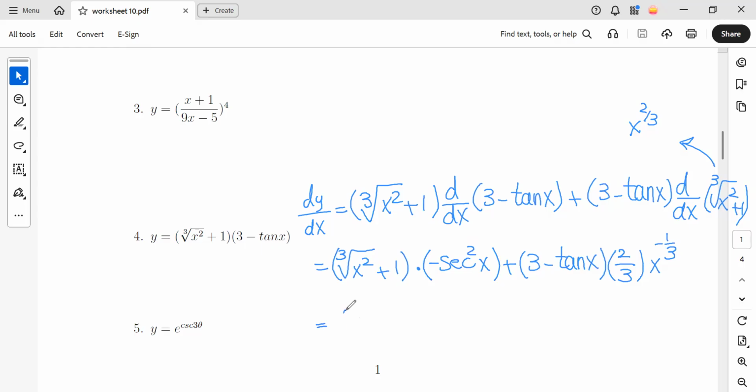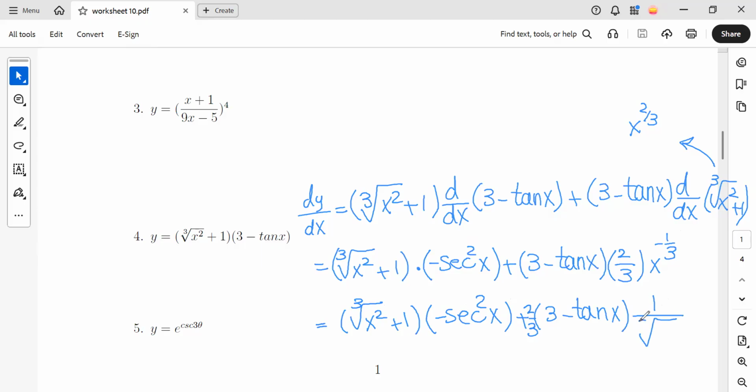So you can rewrite it as cube root of x squared plus 1 times negative secant squared of x plus 3 minus tan x, which is multiplied by 2 over 3. And since it is negative, you would write it as 1 over cube root of x.